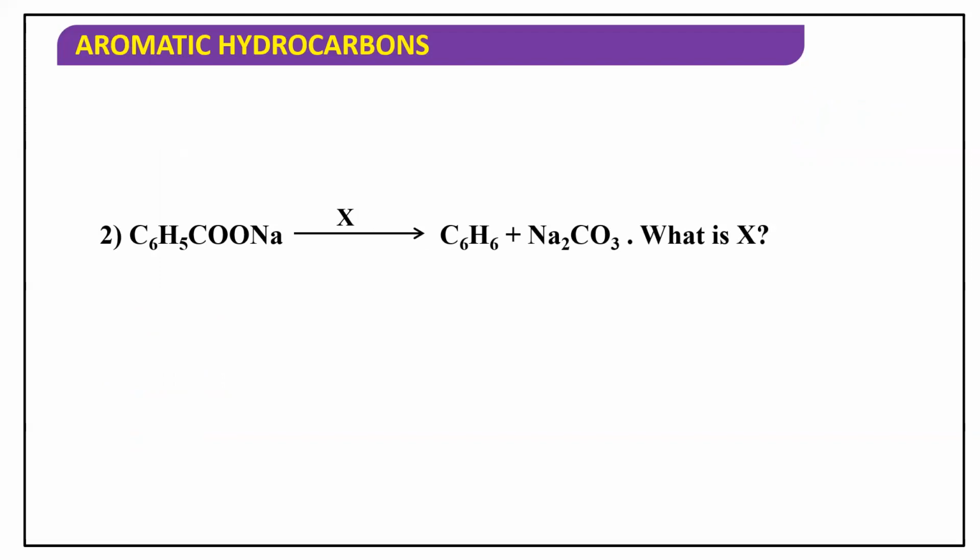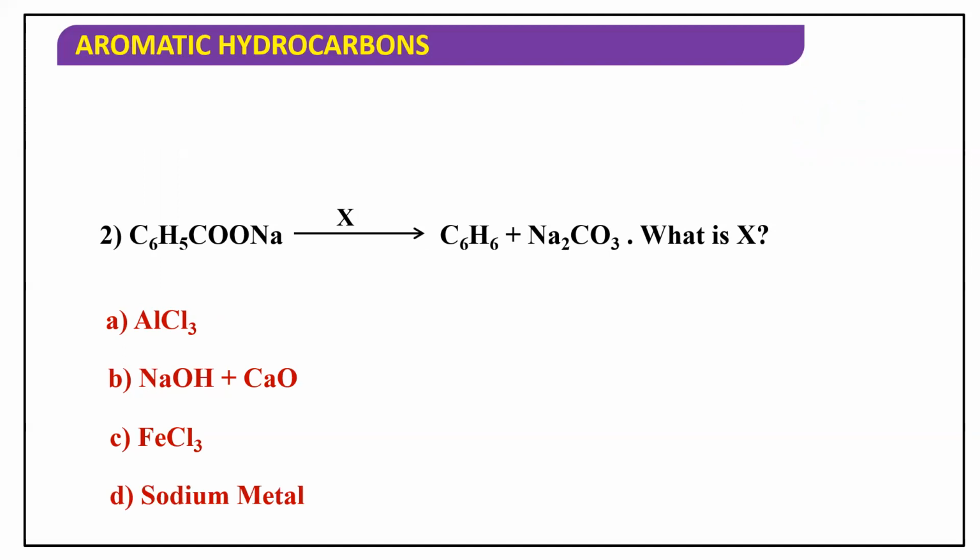It's benzene. Sodium benzoate in the presence of X gives us benzene and sodium carbonate. What is X? Is it AlCl3? Is it NaOH plus CaO? Is it ferric chloride, or is it sodium metal? We just came across this. Soda lime. What is soda lime? Soda lime is a mixture of sodium hydroxide and calcium oxide. Option B is your answer.